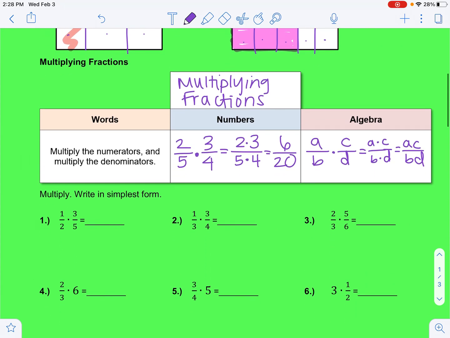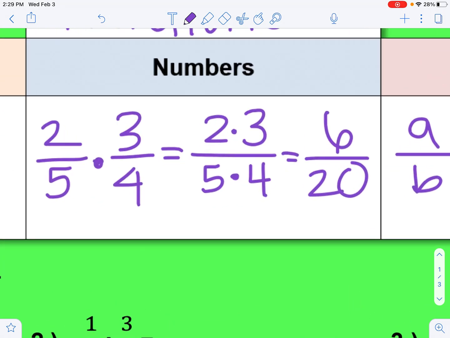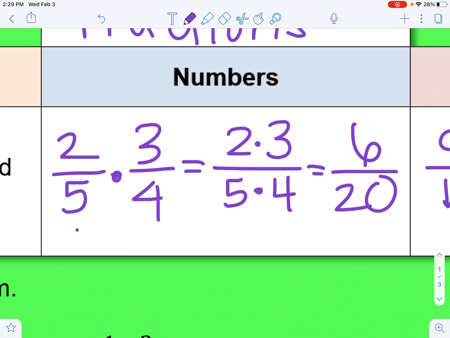So our vocab box, to multiply fractions, you simply multiply the numerators and then multiply the denominators. So let's look at this. We're taking 2/5 times 3/4. Okay, we multiply our numerators, 2 times 3. And then we multiply our denominators, 5 times 4. Alright, and then go ahead and multiply. 2 times 3 is 6. 5 times 4 is 20. And that's your answer. We can simplify that, we know, but that's our answer when we multiply.